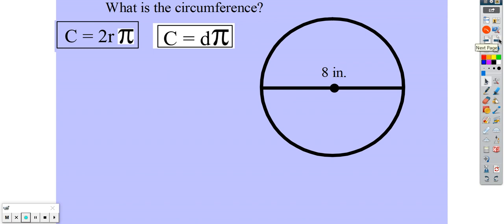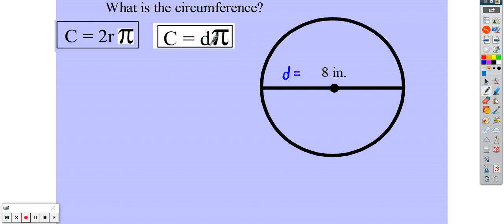Let's find the circumference of some circles. I've got both formulas here because depending on what they give me, I'm going to choose the formula that would be best for what I'm given in my problem. So I've got a circle here, and I've got a line that goes all the way across the circle through the center, and they tell me that that's 8. I know that this 8 inches represents the entire line because it's written right above the center. Well, I know that that is the diameter, right? It goes all the way across the circle through the center.